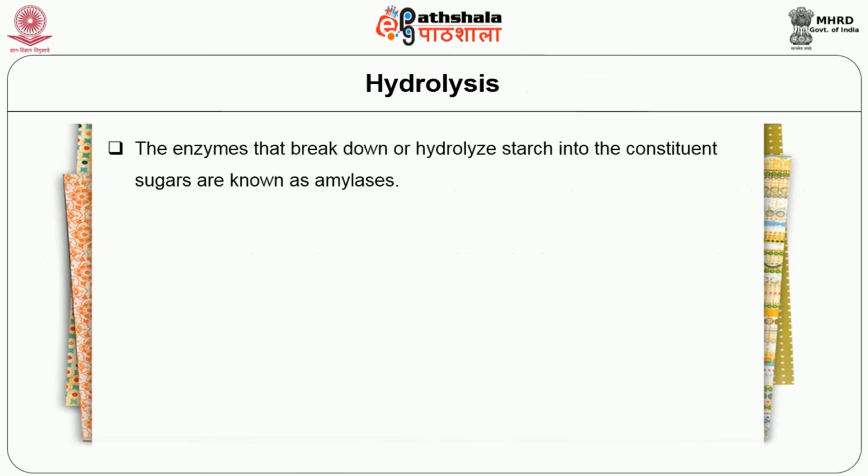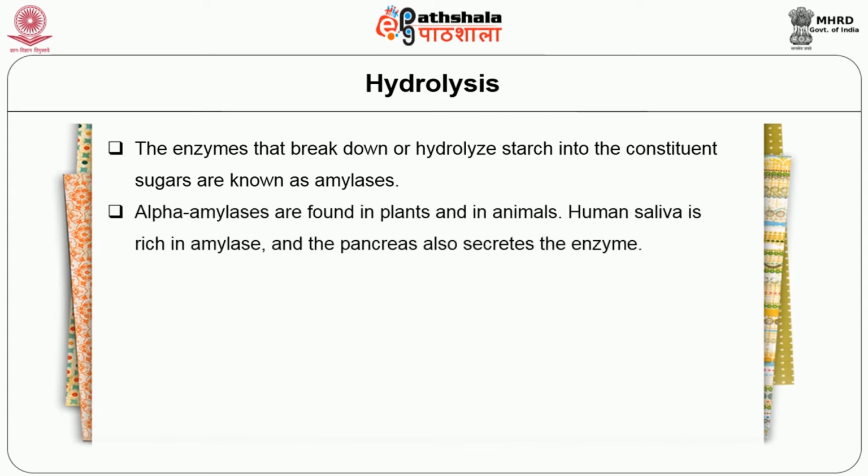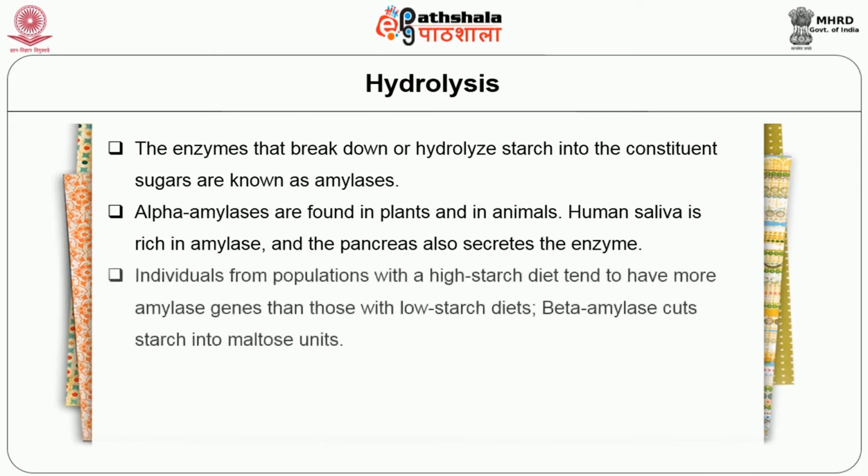Hydrolysis: the enzymes that break down or hydrolyze starch into its constituent sugars are known as amylases. Alpha amylases are found in plants and in animals. Human saliva is rich in amylase and the pancreas also secretes the enzyme amylase. Individuals from populations with a high starch diet tend to have more amylase genes than those with low starch diets.